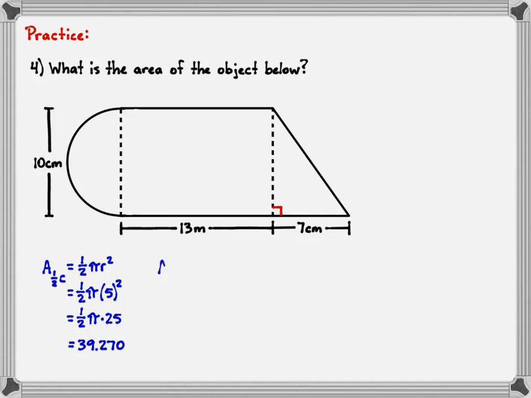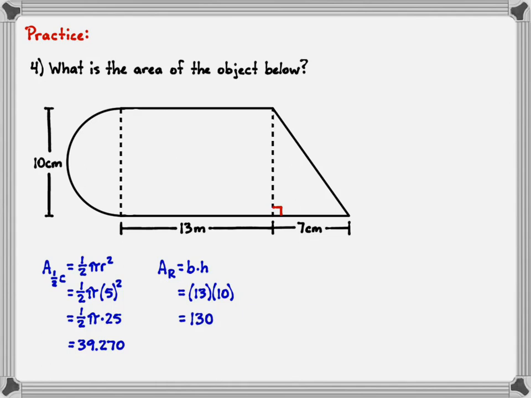So the area of the rectangle now is base times height, and we can see that the base is 13. That's easy enough. What's the height of the rectangle? Well, the height of the rectangle is the 10. So we'd say 10 times 13, or 13 times 10, which is 130.